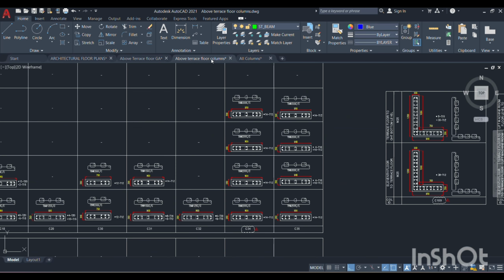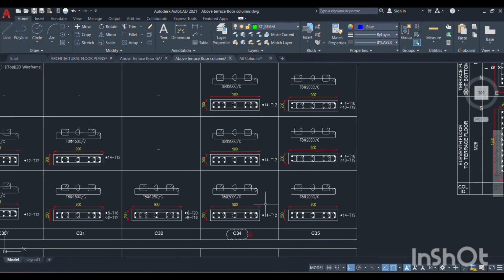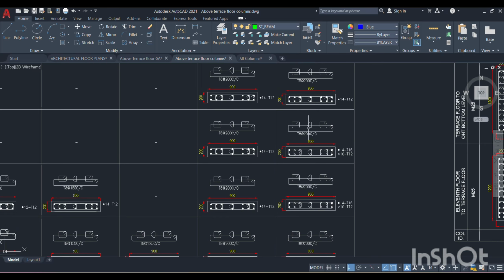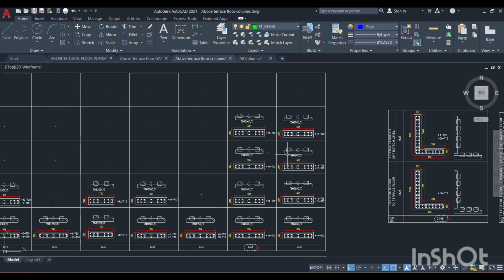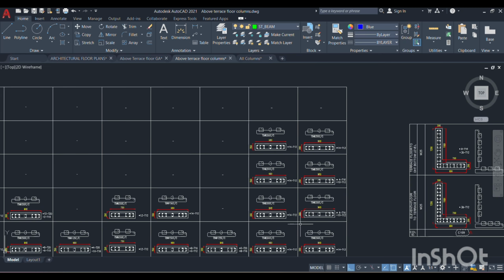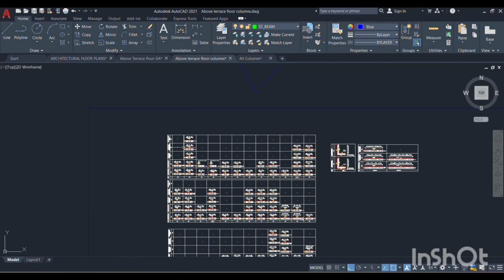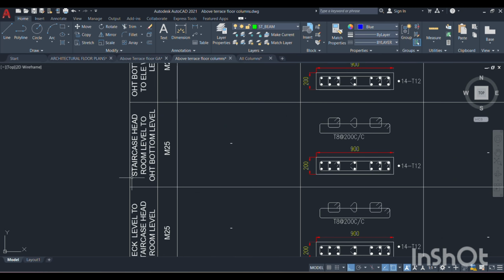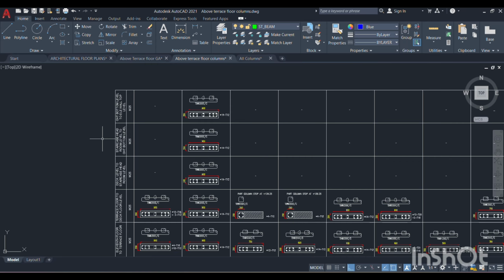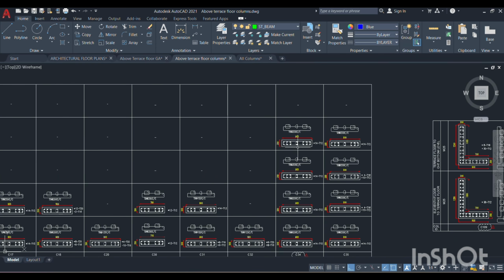So here this is getting changed. Here also the 40 number of 12 only is there, but above that level it is changing. So we have to find out from here to this, which level it is going up to. You see, this is staircase headroom and room level and OHT bottom slab level. This is going up to our OHT bottom slab level.